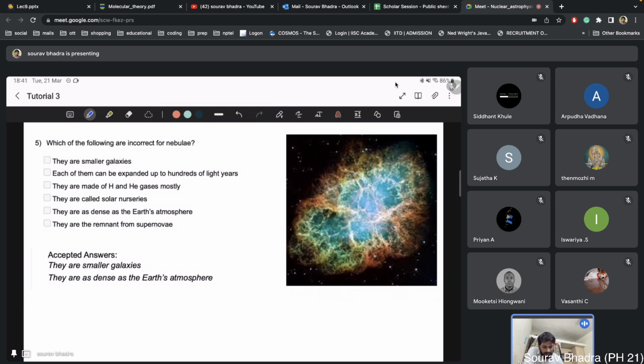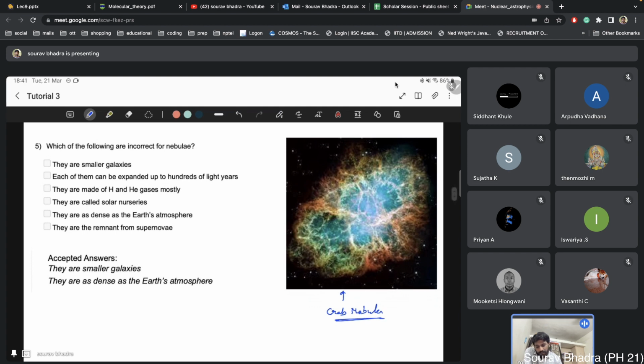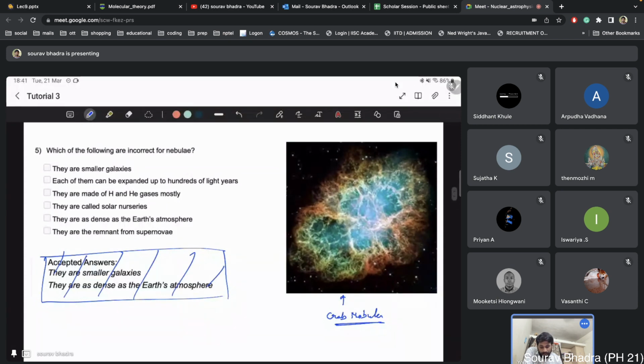Okay, so here there is another question, nebula. It is also a theoretical question. It is the Crab nebula. It is a very beautiful nebula. That's why I put the picture, so that you feel some interest. So which of the following are incorrect for a nebula?